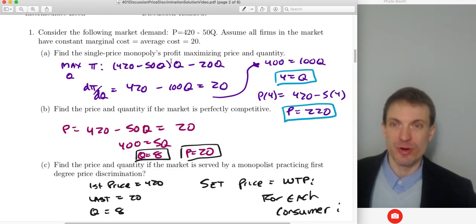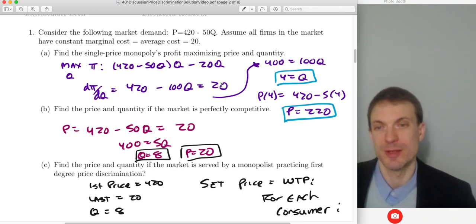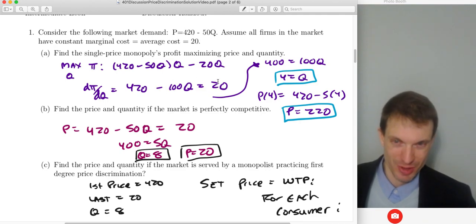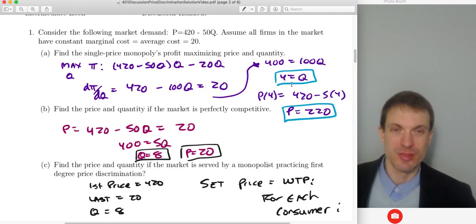If I distribute first, it's going to be 420q minus 50q squared. And when I take that derivative, it's going to be 420, and then bring down the 2, multiply by the 50, reduce the power by 1. And then here's the derivative over here. It's just this coefficient, it's 20. Then solving, move the 20 to the other side, move the 100q to the other side, divide through by 4q.